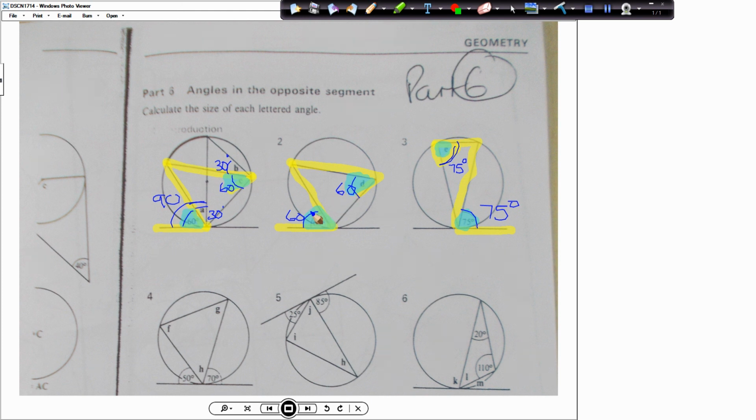Now, I'm going to give you a few minutes while I switch the projector off this time, and let you do the rest of the questions on this page.